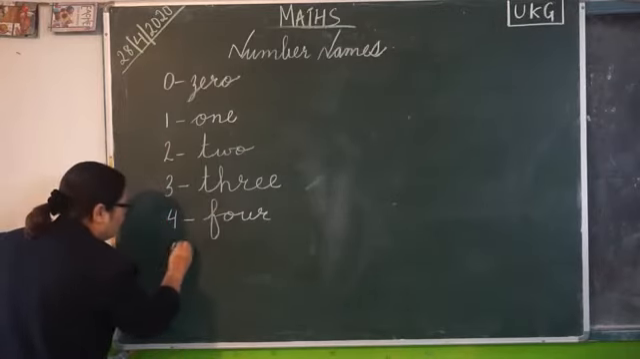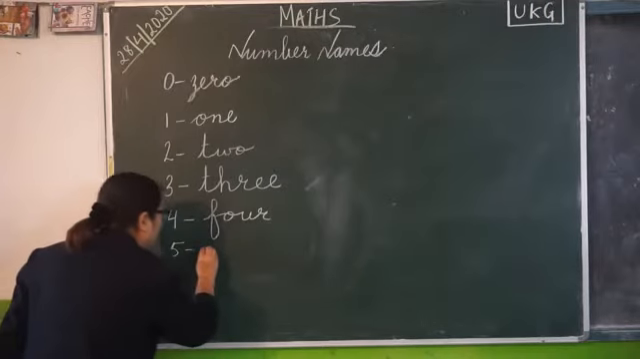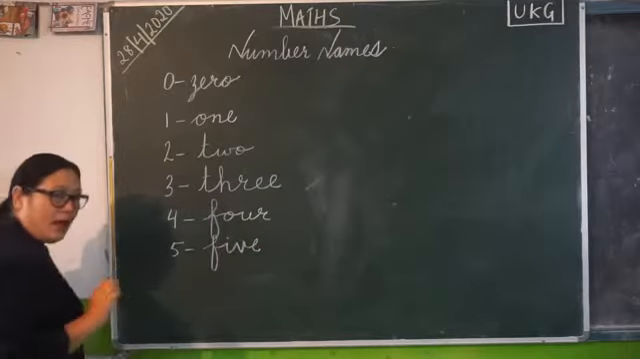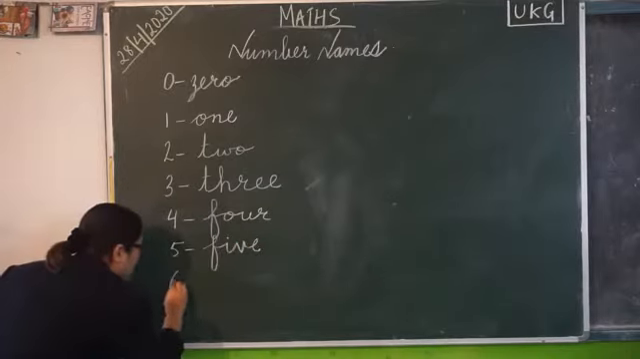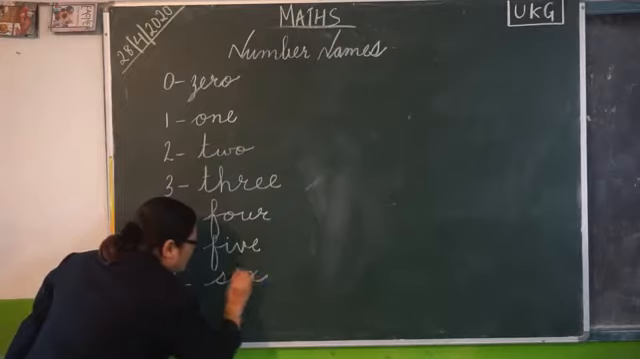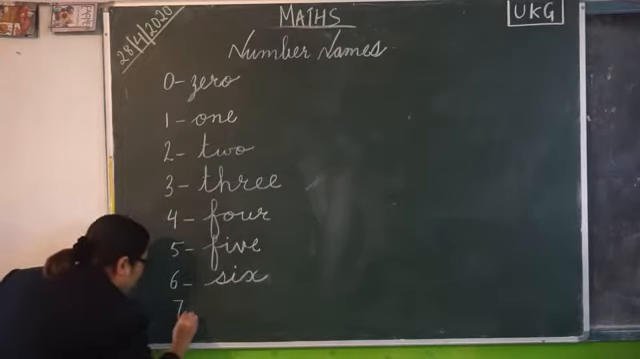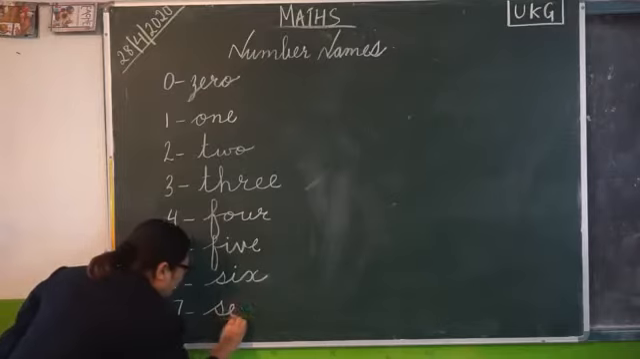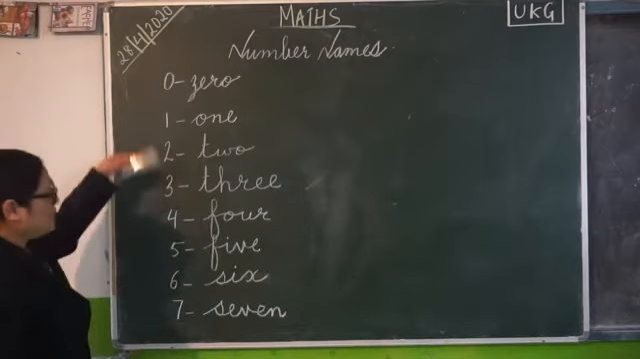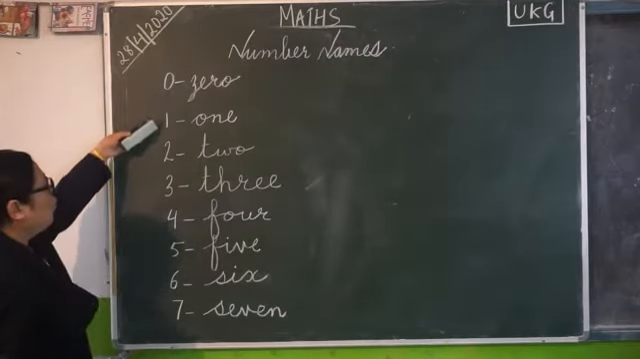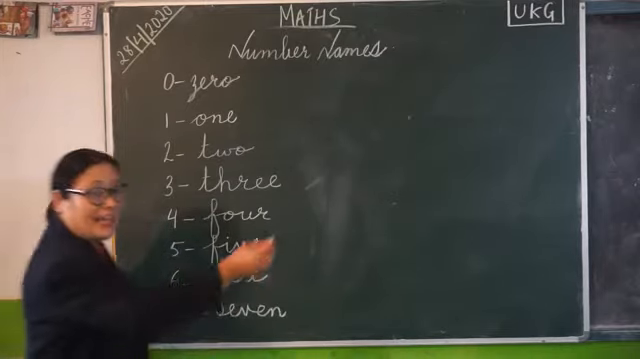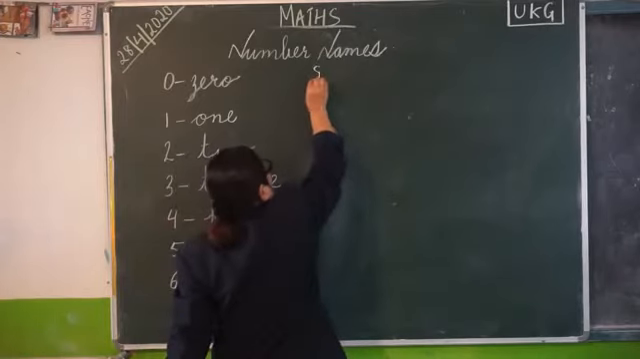After 4 comes 5. F-I-V-E, 5. After 5, 6. S-I-X, 6. 7. S-E-V-E-N, 7. What comes after 7? You have to count again. 0, 1, 2, 3, 4, 5, 6, 7, 8. Yes. Here you write 8.